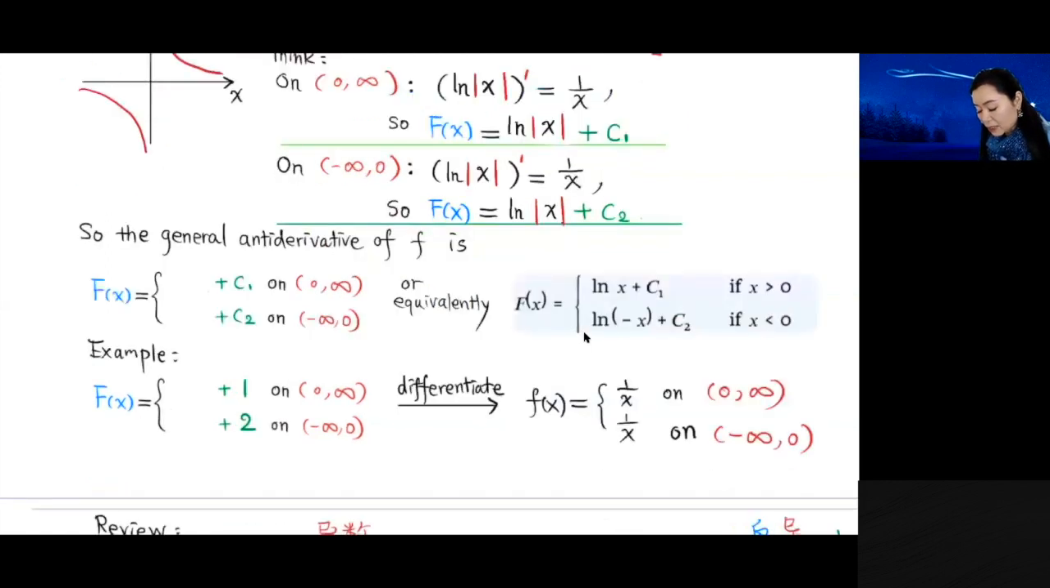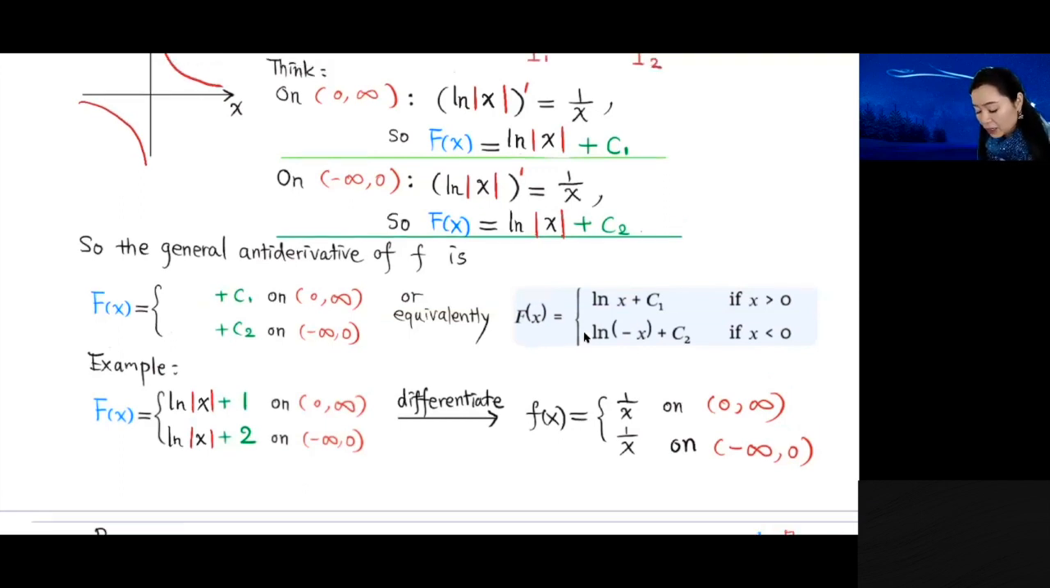So for example, if I have f of x equal to ln of absolute value of x plus 1 on this interval, and then equal to ln of absolute value of x plus 2 on that interval, when you differentiate that piece by piece, remember? When I differentiate this, I get 1 over x on 0 to infinity. Differentiate this, I also get 1 over x on negative infinity to 0. So the derivative of this function is 1 over x. So they don't have to have the same constant. When you have two disjoint intervals, you can have two different constants on each interval.